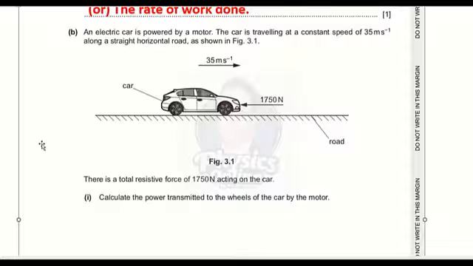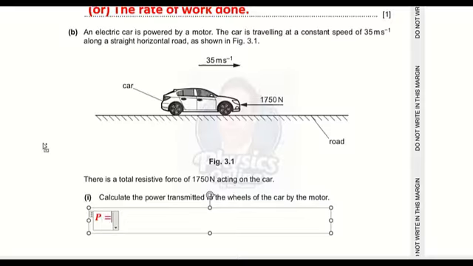Power, the equation of the power equals energy over time. But here we need another equation for power. Power equals the force times velocity. This is another equation of the power, just derived from the same equation, power equals work over time. So power equals the force times velocity.